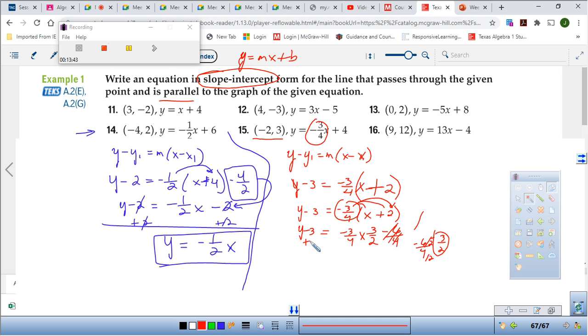Now, I'm going to go ahead and add 3 here, add 3 here. Remember, you can use your calculator for this stuff to add fractions up, okay? We're going to have y, these cancel out, is equal to a negative 3/4 x. This part right here, remember, this is a negative 3/2 and a 3. What does that give me now, guys?